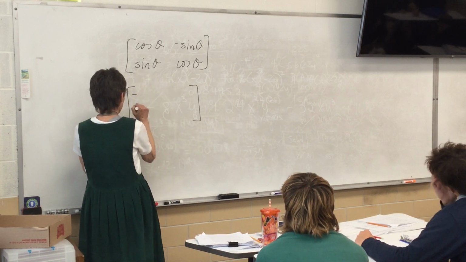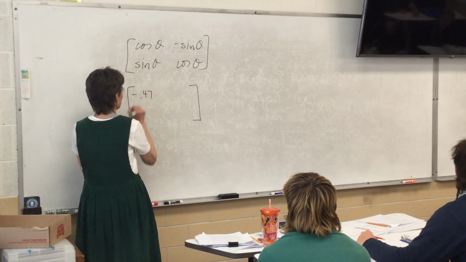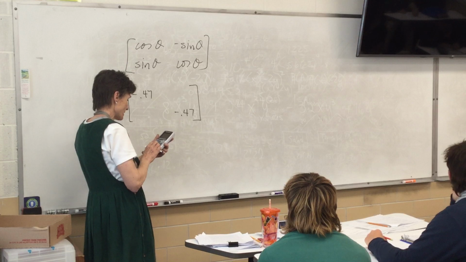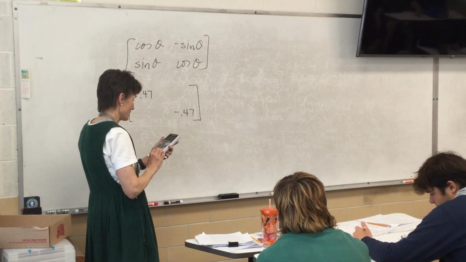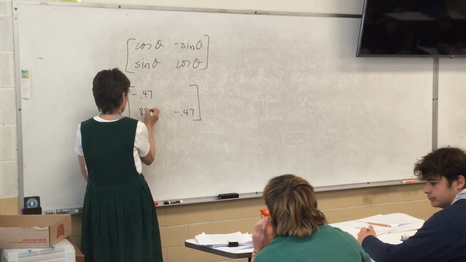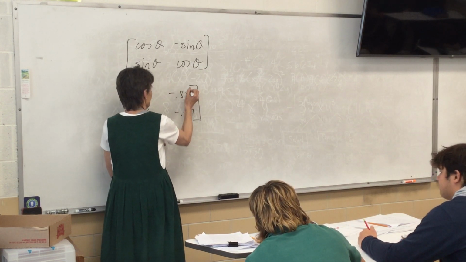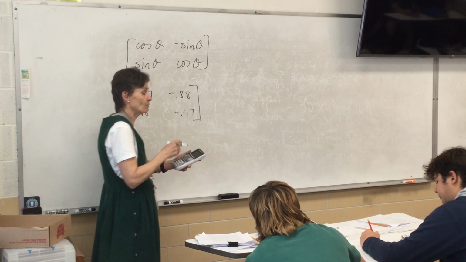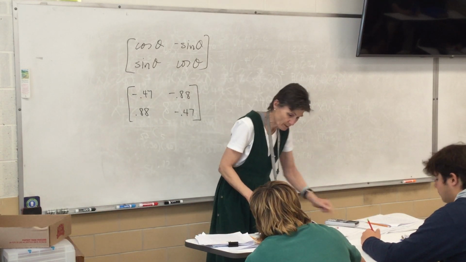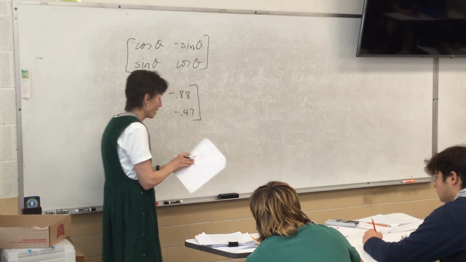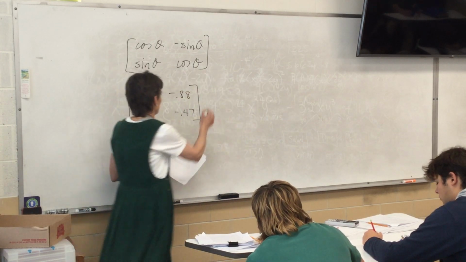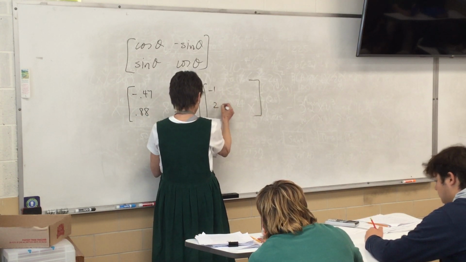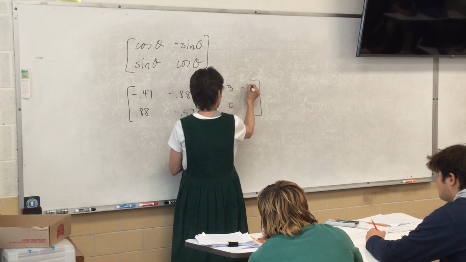So negative, I'm just going to round it, negative 0.47. And so this will also be negative 0.47. And then the sine of 118 degrees, 0.88, and negative 0.88. So this now becomes my transformation matrix. The matrix I'm going to use to rotate my triangle ABC, which is from the previous page: negative 1, 2, 3, 0, and negative 3, negative 5.